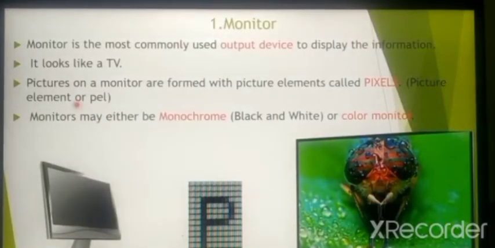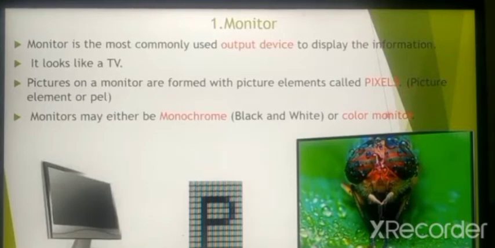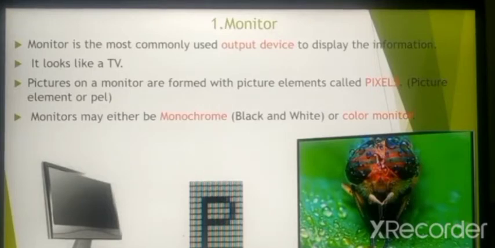As we know, monitor is the most commonly used output device, which is used to display the output information. Actually, this monitor looks like a television. So here in this monitor, we can form the images by a combination of thousands and thousands of pixels. What is a pixel? A pixel is one individual small element of a picture.